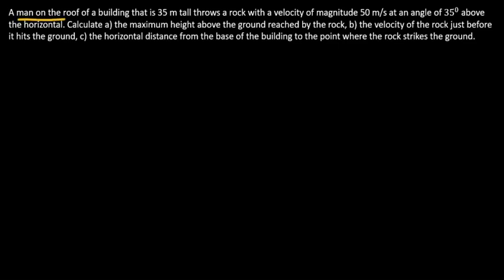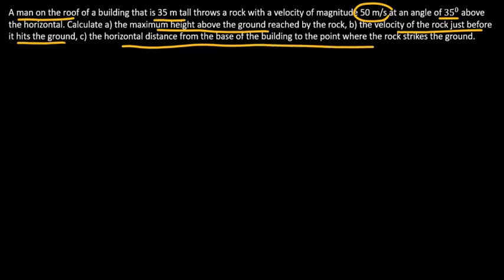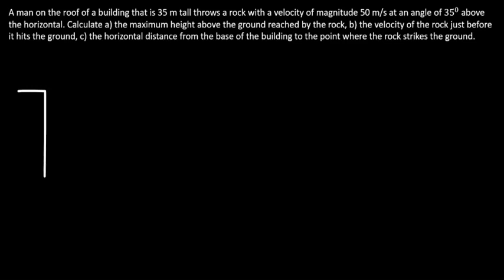A man on the roof of a building that is 35 meters tall throws a rock with a velocity of magnitude 50 meters per second at an angle of 35 degrees above the horizontal. Calculate the maximum height above the ground reached by the rock, the velocity of the rock just before it hits the ground, and the horizontal distance from the base of the building to the point where the rock strikes the ground. So what we have here is the following.